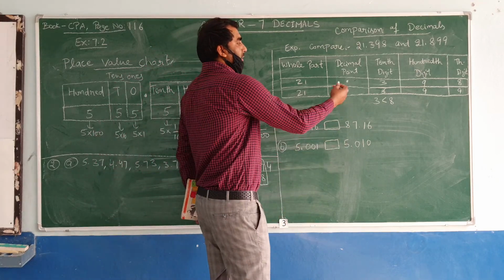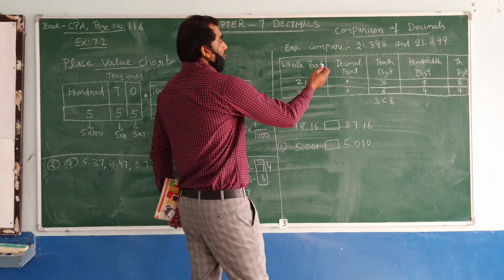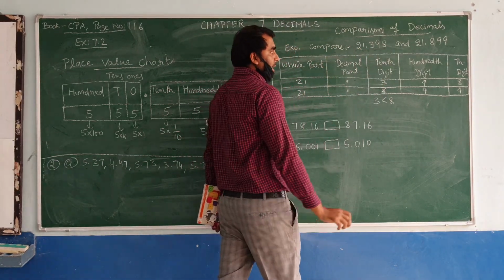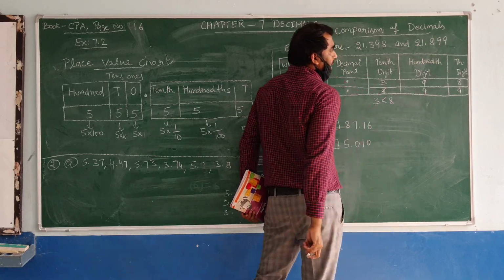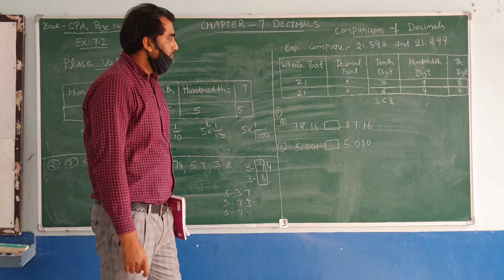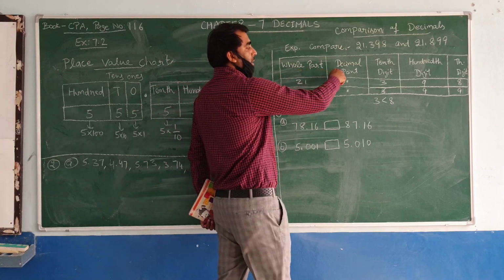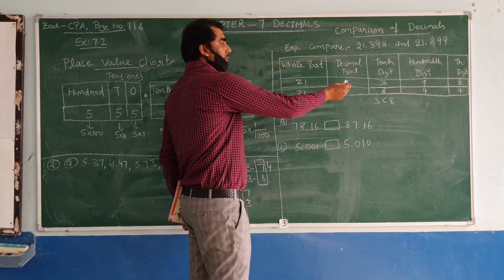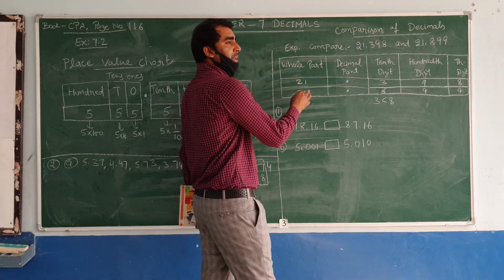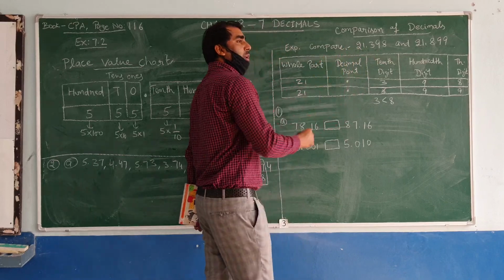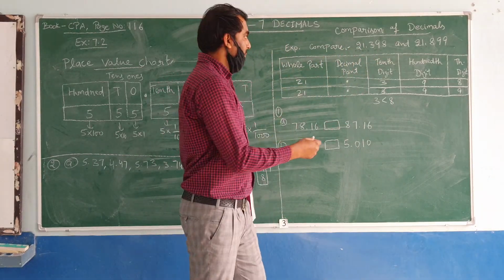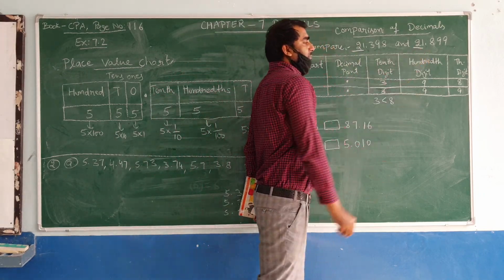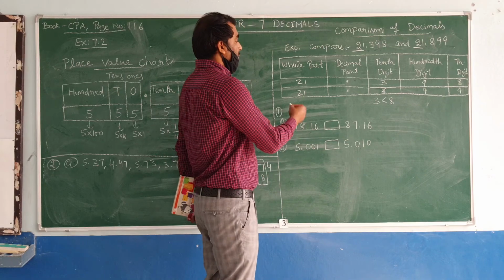Okay. So now this is the activity. Suppose we will compare 21.398 and 21.899. Okay. So this is the whole part, the decimal part, tenths digit, hundredths digit, thousandths digit. We will first convert, the part before the point, before the point means 21. This is the whole part. 21 is the whole part. Okay. So the whole part is 21.